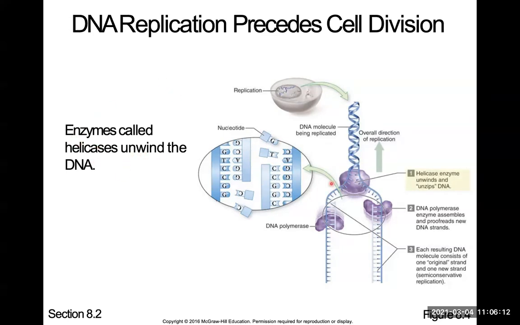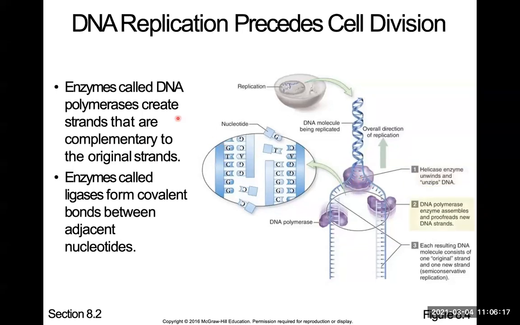So an enzyme called helicase is going to unwind the DNA. Then an enzyme called DNA polymerase is going to add the nucleotides that are complementary to the original strand. This is the original strand, the parent strand, and this is the newly built strand. And on this side, this is the newly built strand, and this is the original strand. That's called semi-conservative. Semi-conservative means it's going to contain one parent strand and one new strand.